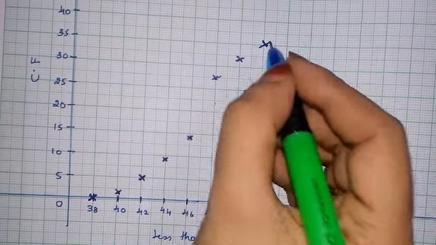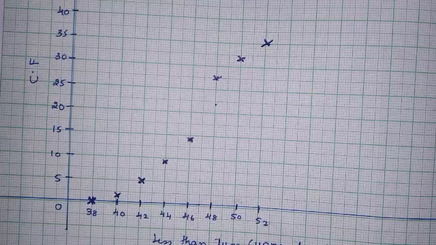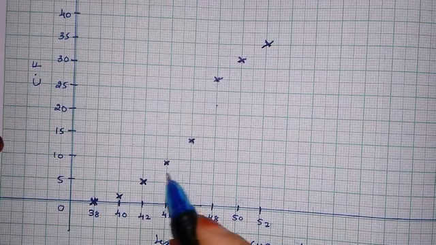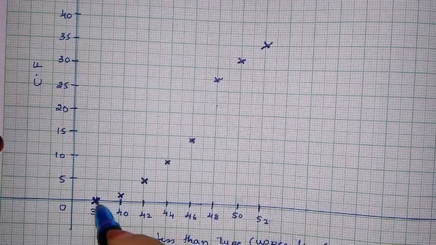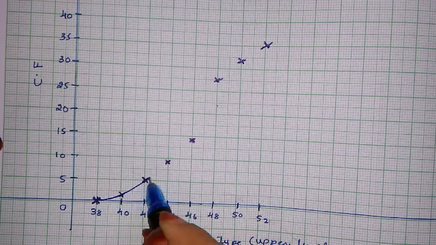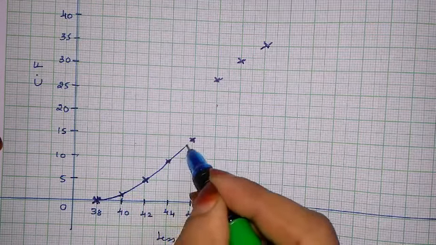So this is a smooth curve. With the free hand drawing we should draw. See how it will go, down to up. Like this we have to draw without a scale.